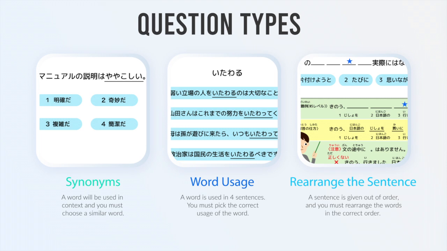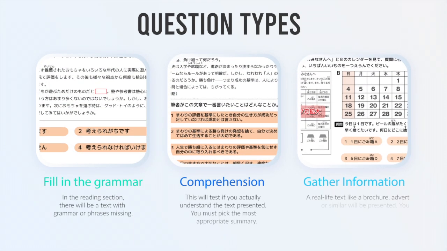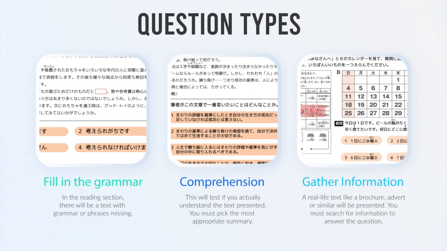Moving deeper into the grammar section, there will be several texts ranging in length from short to long, sometimes up to a page and a half. You must fill in the blanks with the correct grammar, understand the writer's intention, and be able to quickly gather information. Subject matter varies widely between the levels.